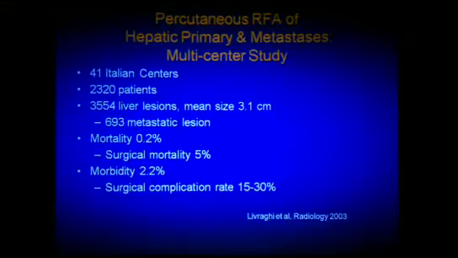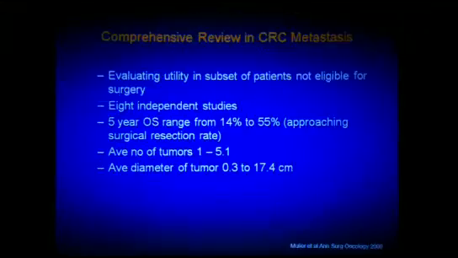Historically, we look back into one of the major multi-center studies. There was a multi-center study with 41 Italian centers looking at 2,000 patients, 3,000 liver lesions, 600 of those were metastatic lesions. When those were ablated, there was a significantly low mortality of 0.2% and low morbidity of 2.2% in comparison to the surgical mortality at that time.